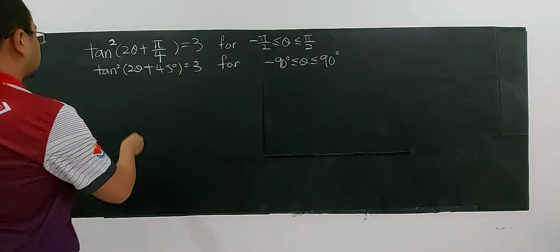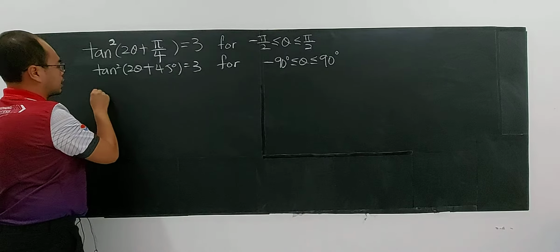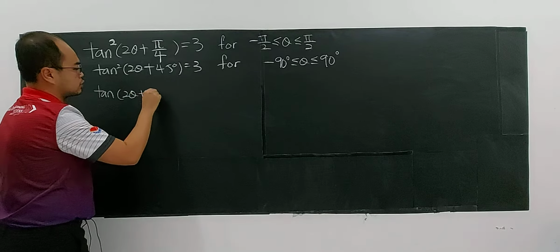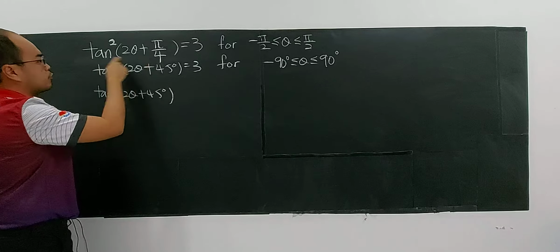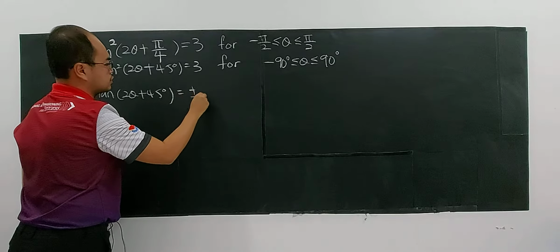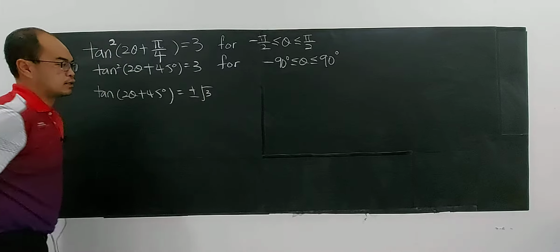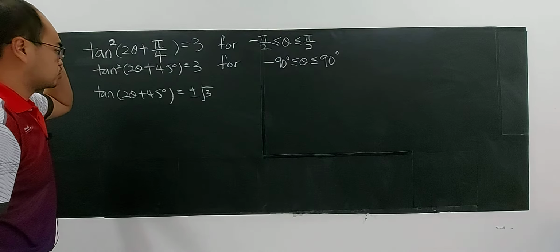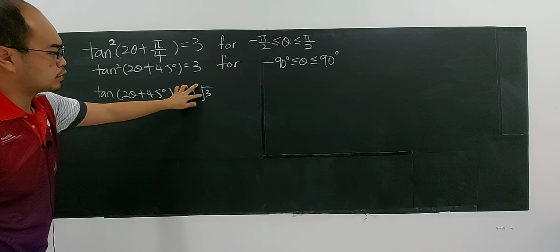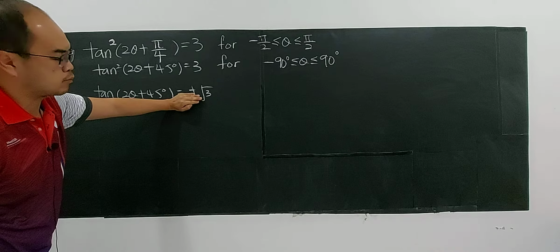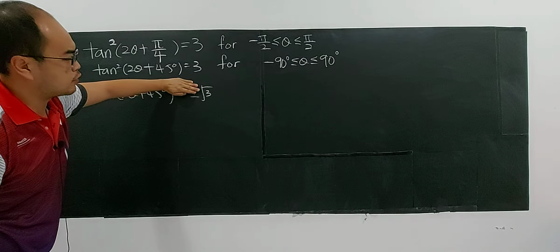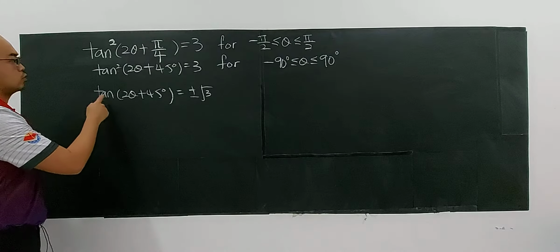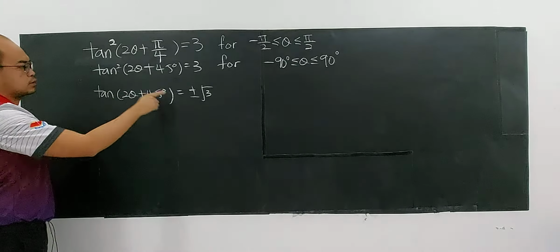So now you have tangent squared equals 3. You can rewrite this: tangent of 2 theta plus 45 degree, as you square root both sides, equals positive or negative square root of 3. Why positive and negative? Because this is a square. The square of a positive square root of 3 gives 3, and the square of a negative square root of 3 still gives 3. So there are two possible solutions for this tangent.